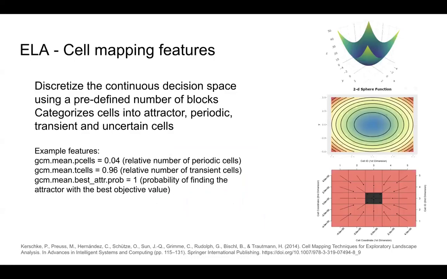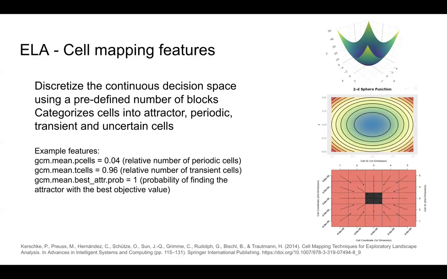Then you also have cell mapping features, which essentially partition the search space into a grid of squares, where the idea is to compare the objective function values of neighboring cells and to assign some probability of transitioning from one cell to another. So in this example, we have the sphere function, which is the simplest case, where we have essentially just one cell where all of the transitions are going into.